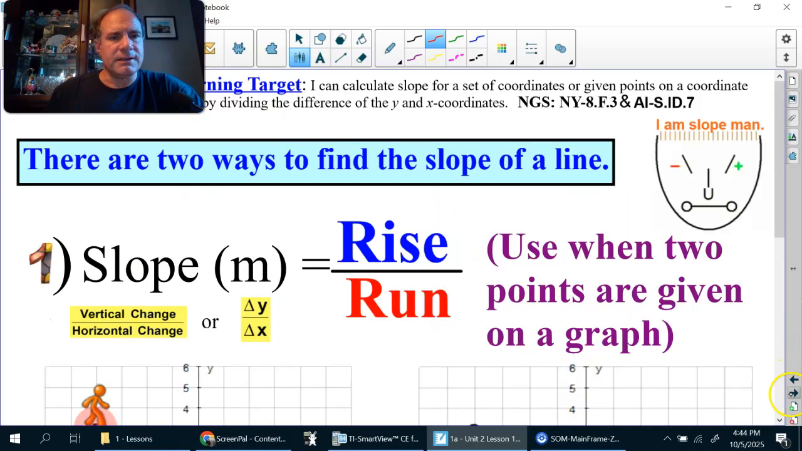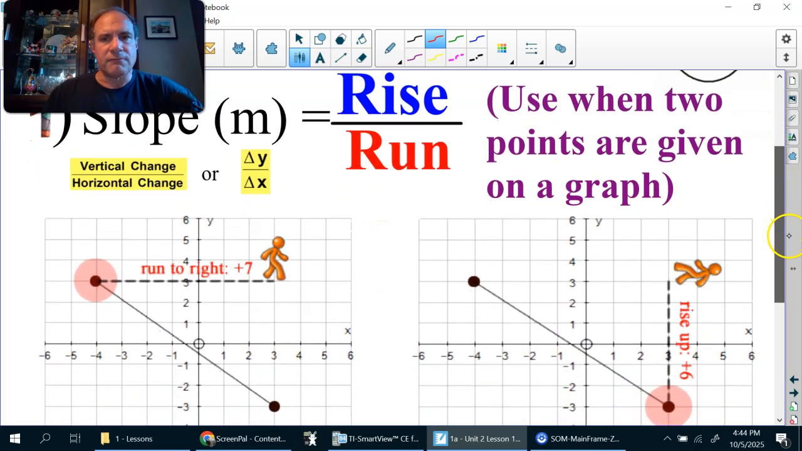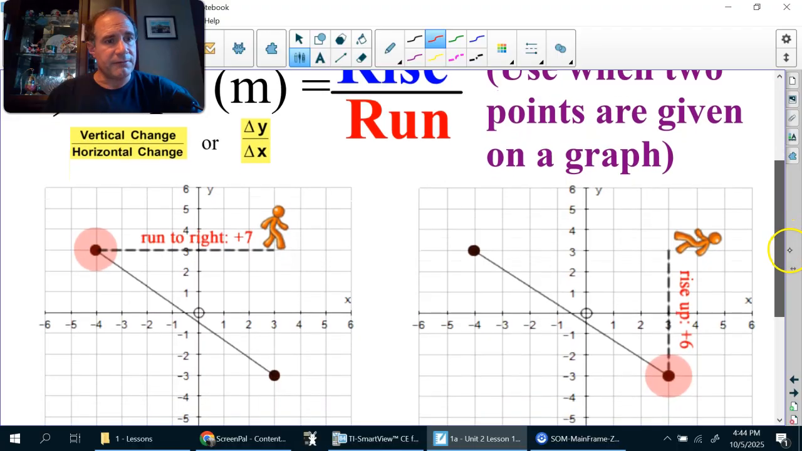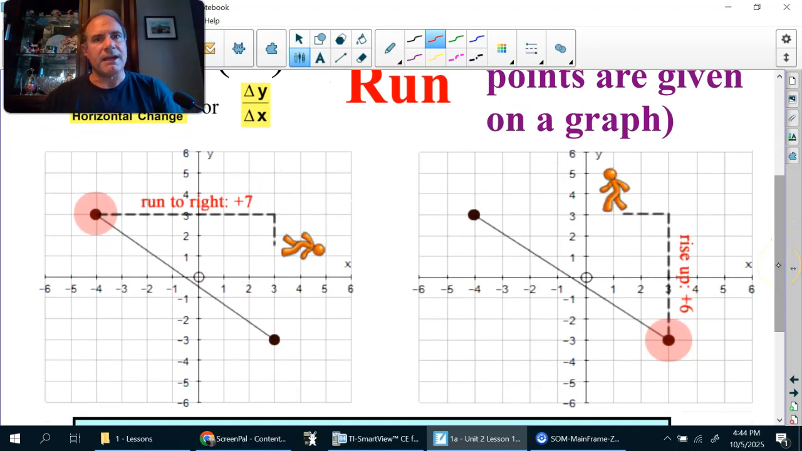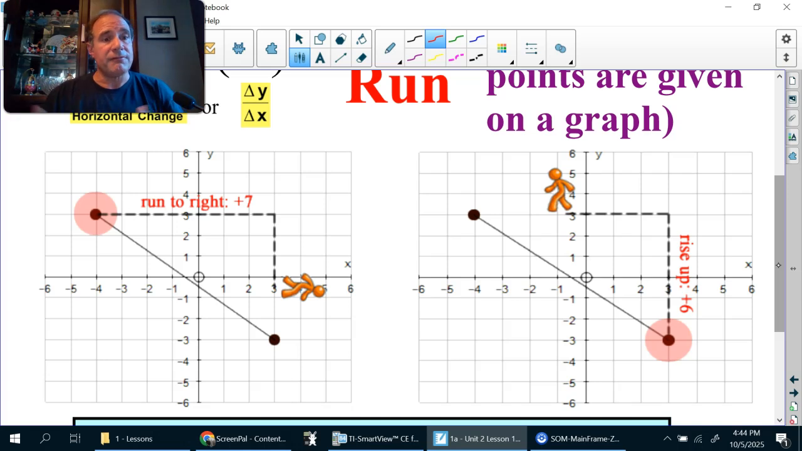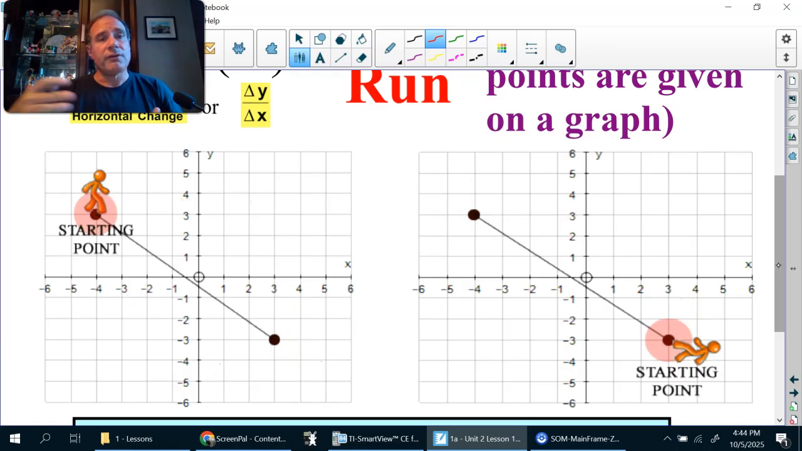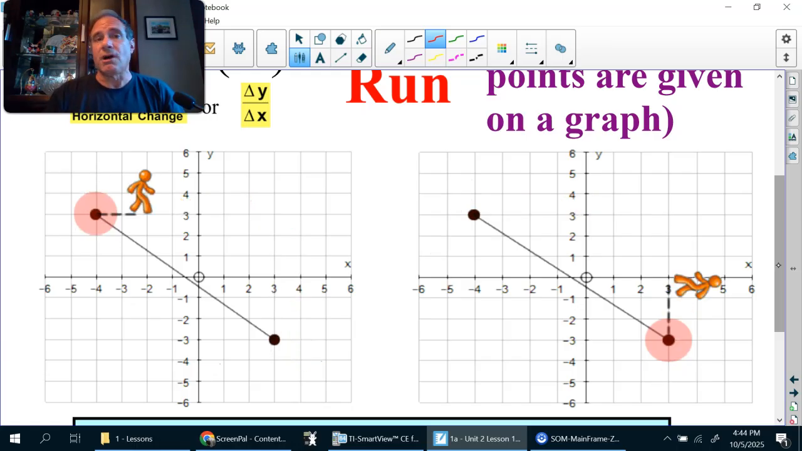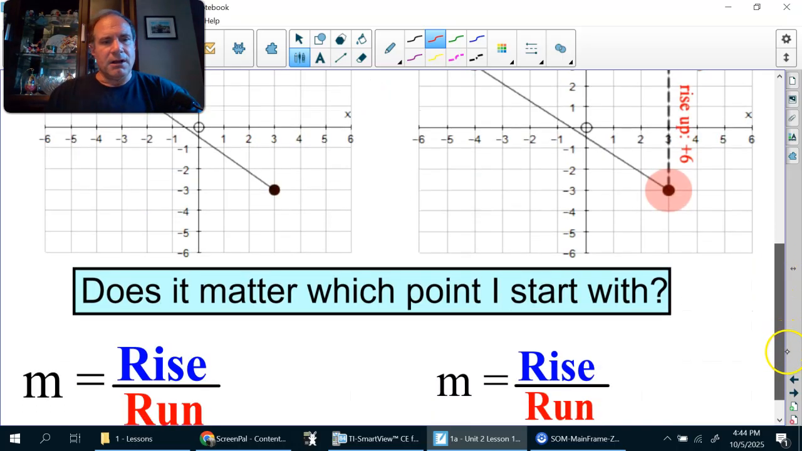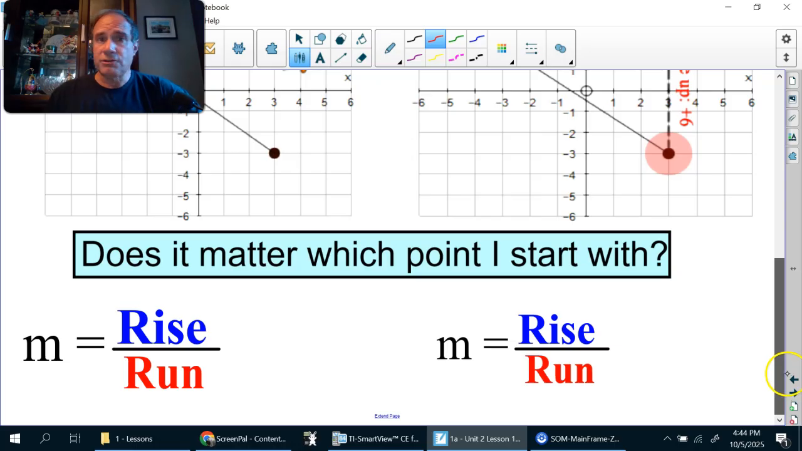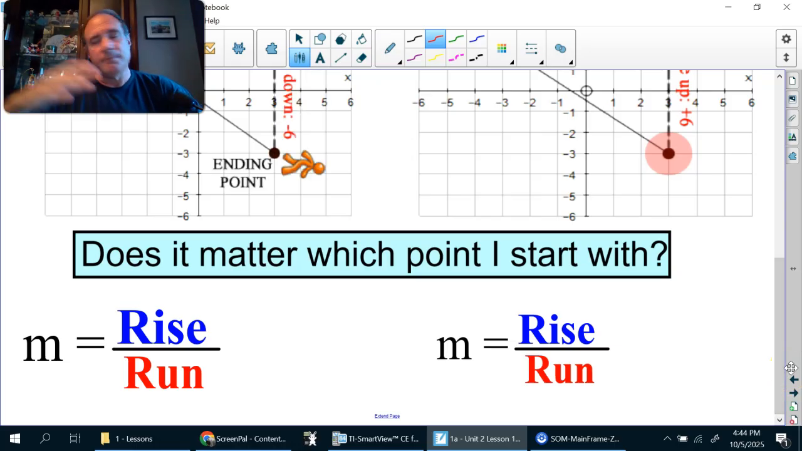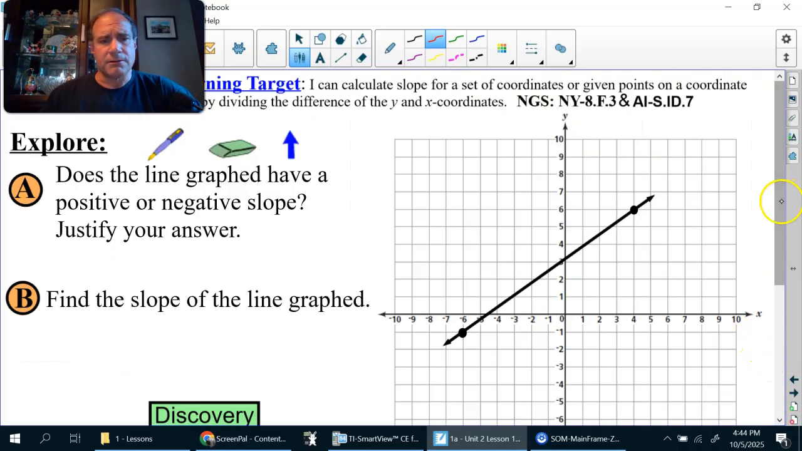We are going to go on to the next page. There's two ways to find the slope of a line. We are going to concentrate on rise over run. When there's a line given on a graph, you make the points if you have to. And once you make those points, you could count the vertical change over the horizontal change. And that's the change in the y's over the change in the x's. And that's called rise over run. Does it matter which point you start with? No, but I typically go from left to right. But let's get on to some questions.